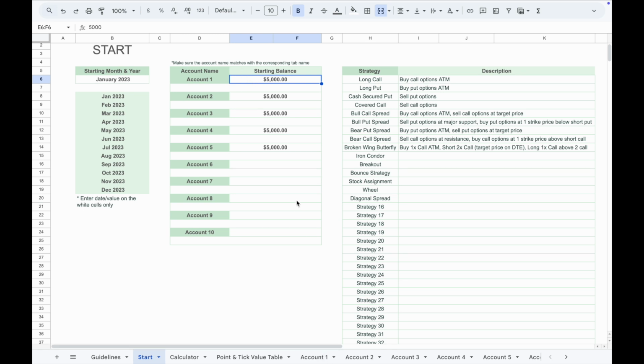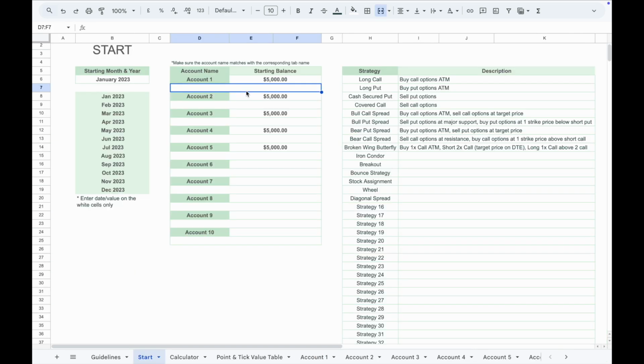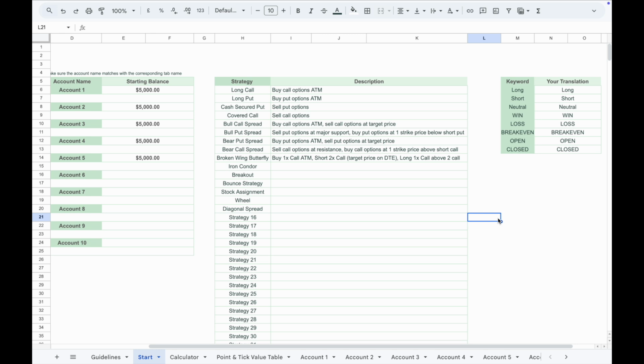If you rename account 1 to something like TOS, you will need to rename the corresponding tab into TOS as well. You can also include the link to your brokerage website in the blank space provided. Next, input the names of your trading strategies. You can enter up to 50 different strategies.